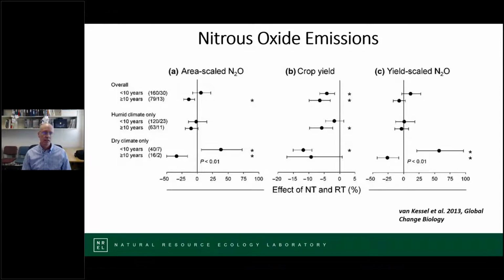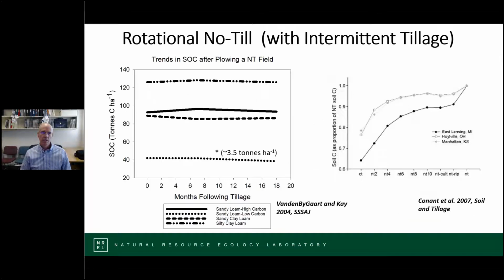In a dry climate, this seems to be important. When it's less than 10 years from the time you adopt no-till, there appears to be an increase in N2O emissions. Then after you get past that 10-year mark, there seems to be a decline in N2O emissions. It is speculated that this has to do with the bulk density, changing water dynamics in the soil. Unfortunately, I don't have time to talk about the others, but they also showed some crop yield effects, and they looked at that relative to the N2O emissions.